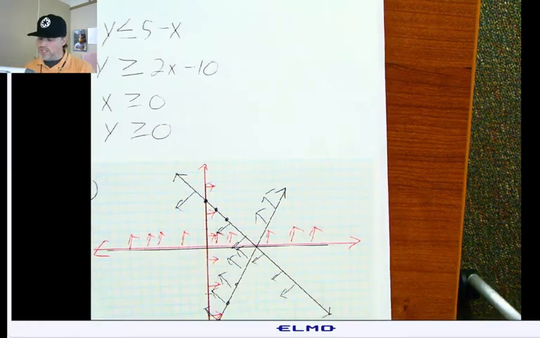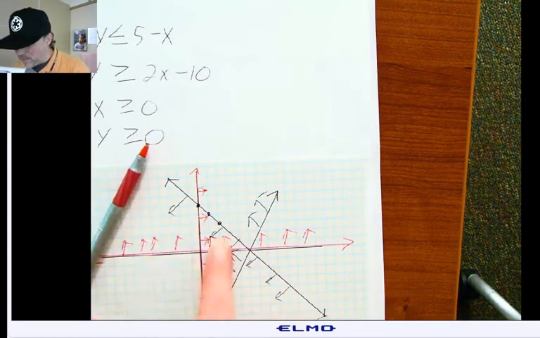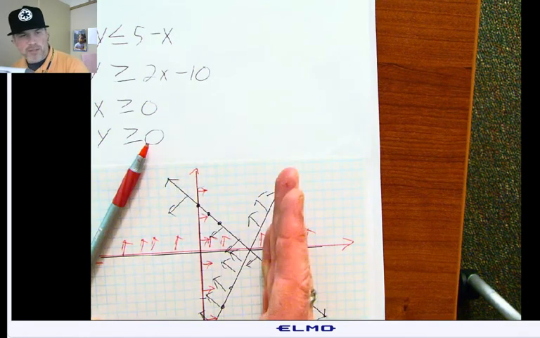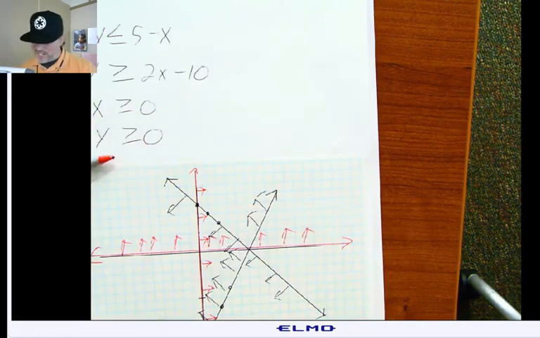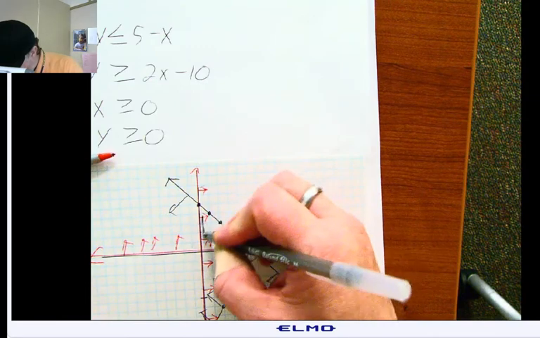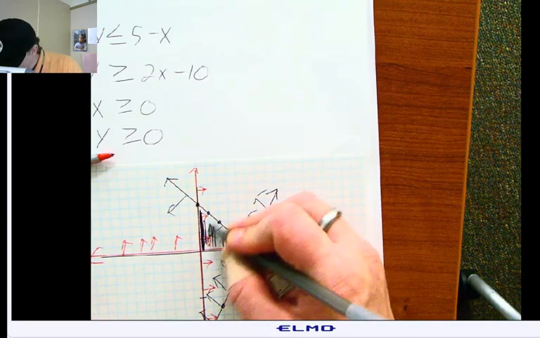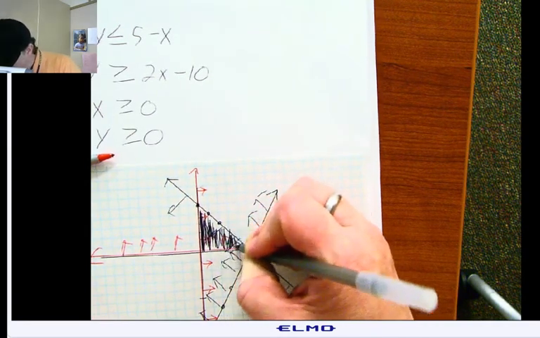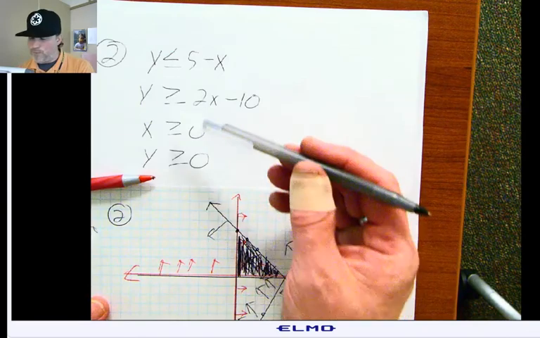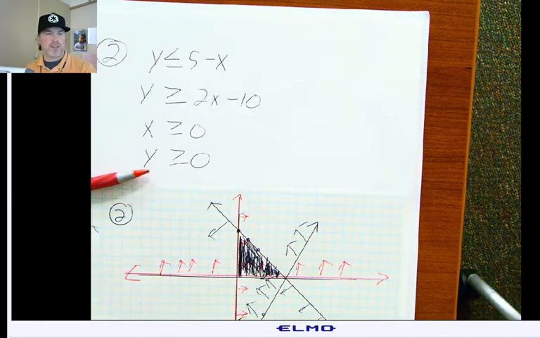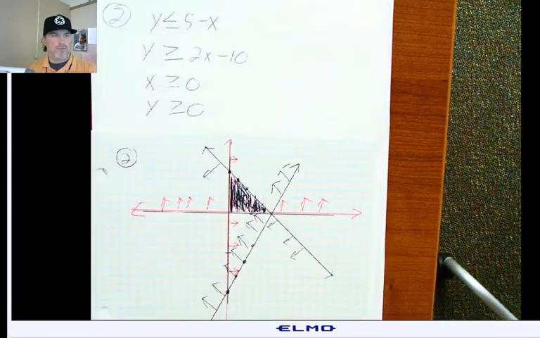Then you ask yourself, where's the solution area? So it's below this line, it's above this line, so that's all this stuff over here. But then it's to the right of the y-axis and above the x-axis. So the area that you're looking at in this particular case is just this triangle right here. This is the only time that I am filling in a solution area that works for all 4 of these inequalities. So this is my solution area, and it's the only place that it got shaded where it worked for all 4 equations.